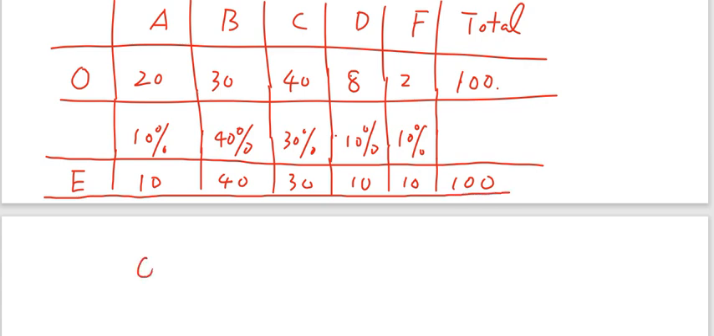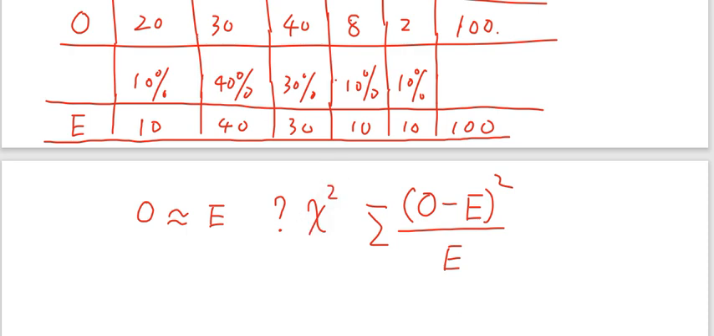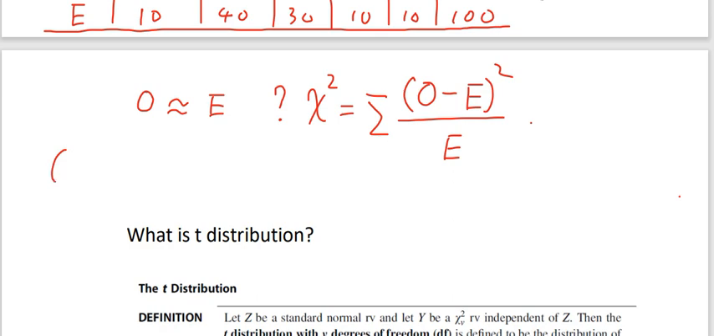We want to check whether the observed data and expected data are quite close or not. For such a problem, we use the chi-square test, right? The test statistic has this formula: observed value minus expected value, squared, over expected value, then add them up. This value we call the chi-square value. Applying it here: 20 minus 10 squared divided by 10, 30 minus 40 squared divided by 40, like that. These things we already know. But the question here, we do not answer yet: why is this chi-square?